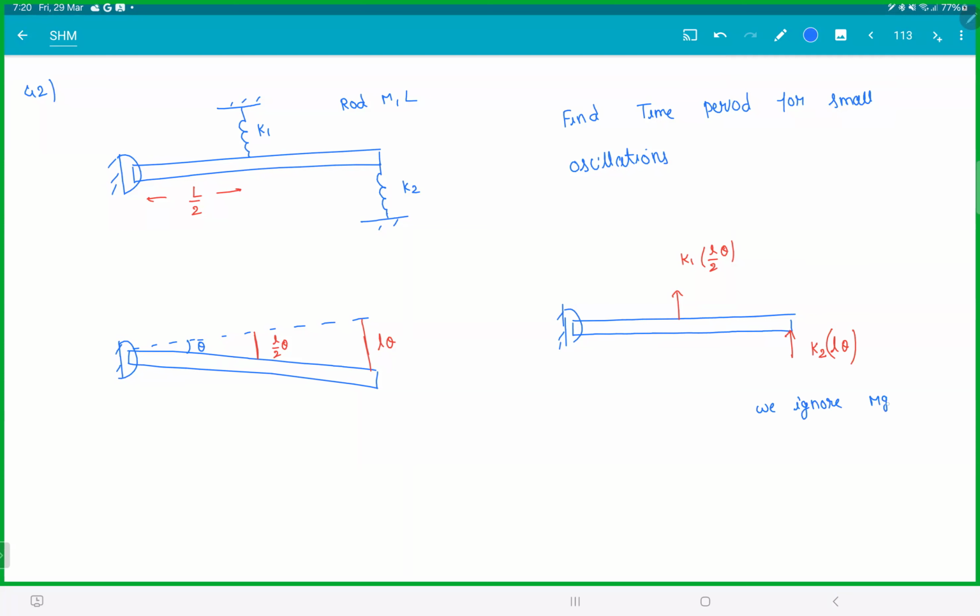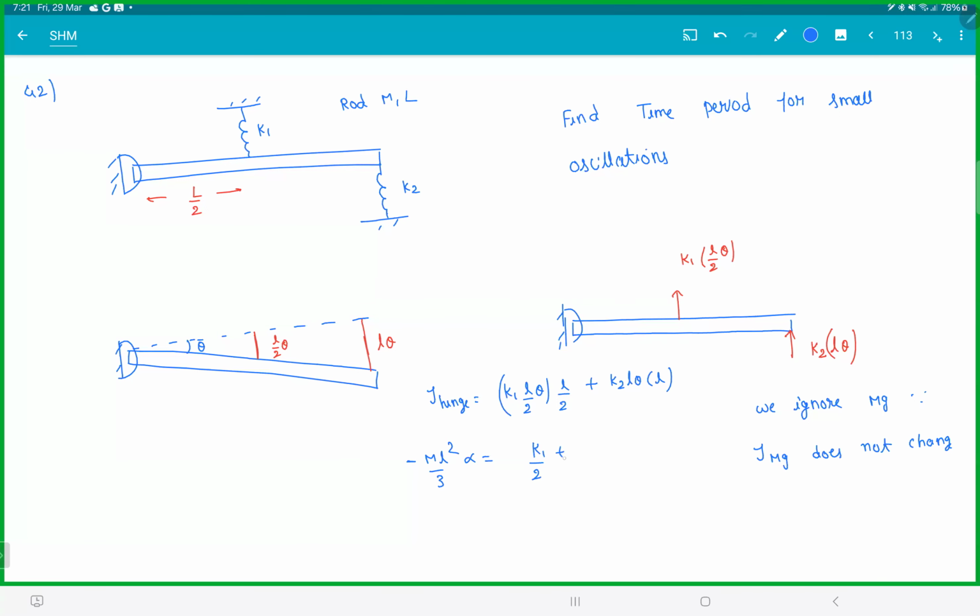We ignore mg since torque due to mg does not change. Because initially, what is the torque? mg L by 2. Now, what is the torque? Almost mg L by 2. The theta is anyway pretty small. So torque about the hinge will be K1 L by 2 theta into L by 2 plus K2 L theta into L. This will be minus m L square by 3 alpha.